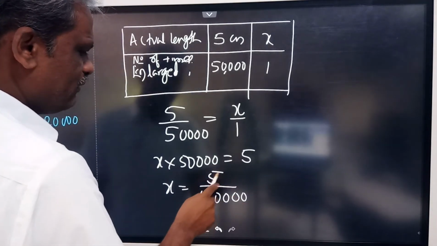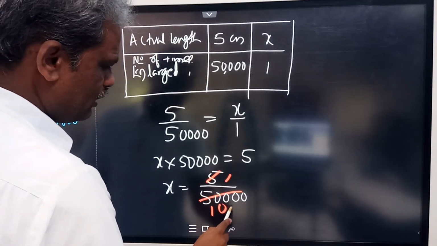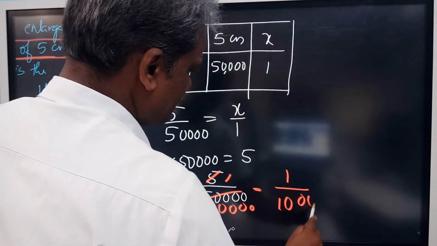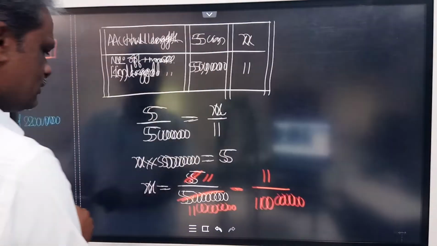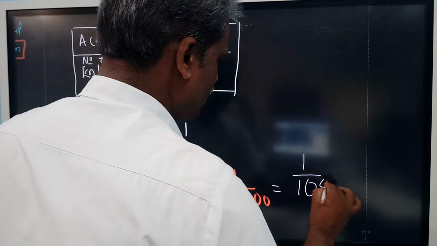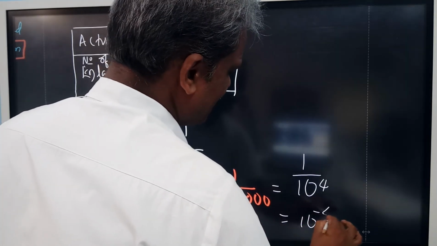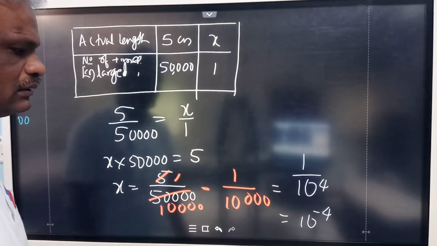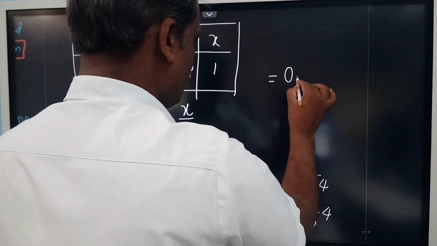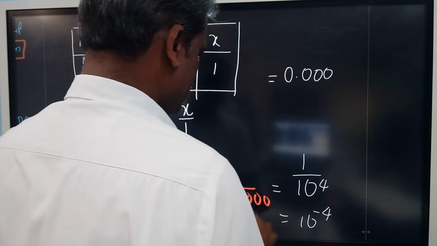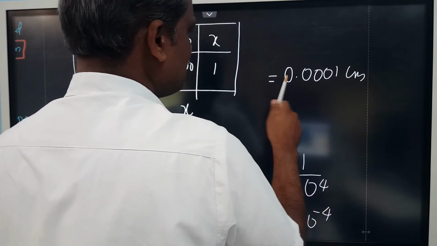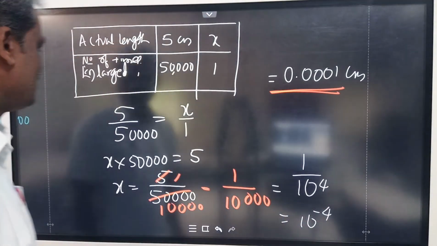So now if you simplify, 5 ones are 1 followed by 4 zeros. So you are getting 1 by 10,000. This is the same as 1 divided by 10 to the power 4, or 10 to the power minus 4. Or if you divide this one, it is the same as 0.0001 centimeter, with 4 zeros. So this is the original length of this bacteria.